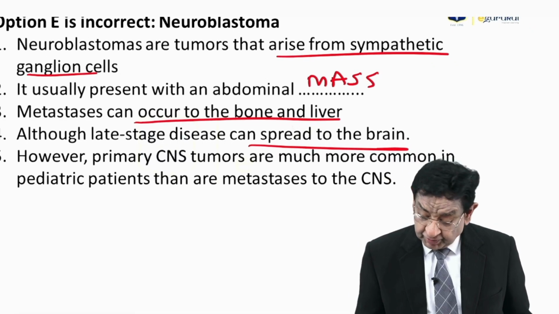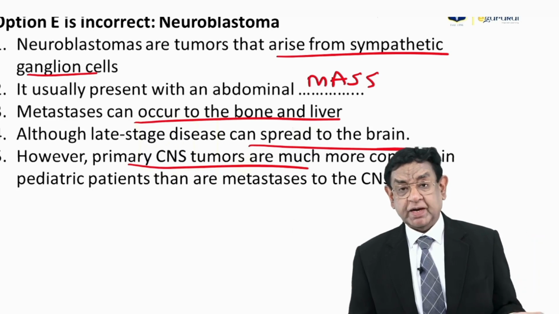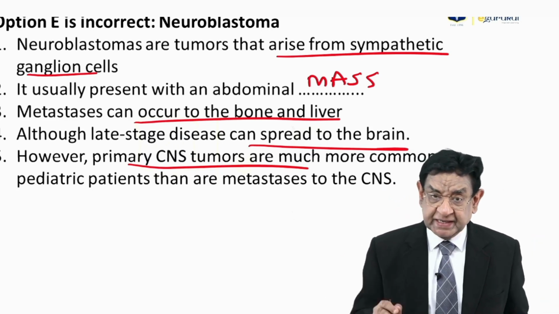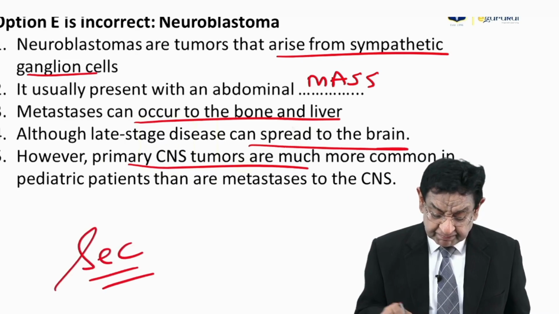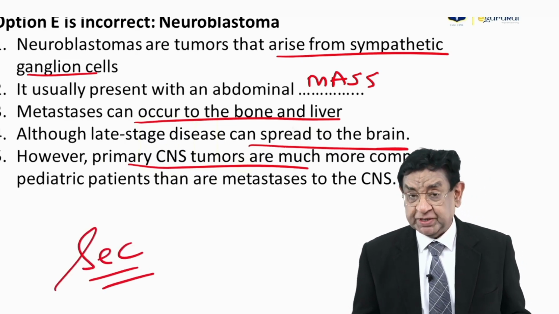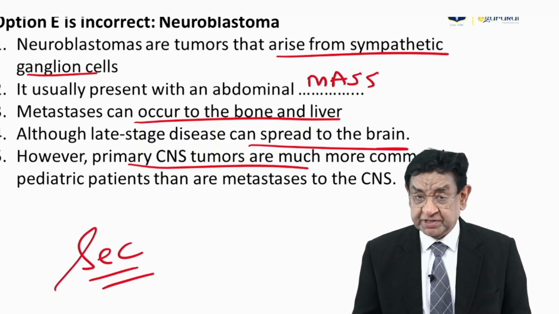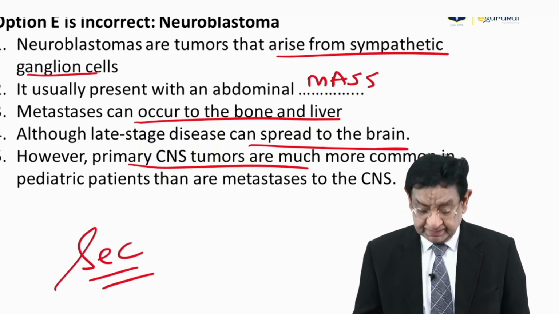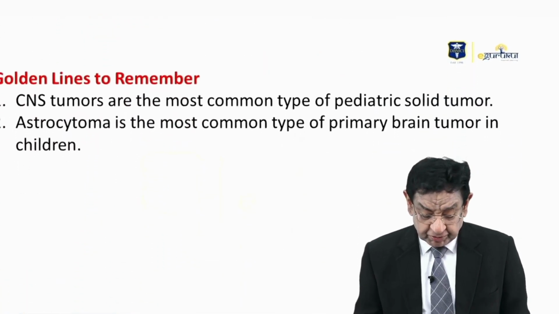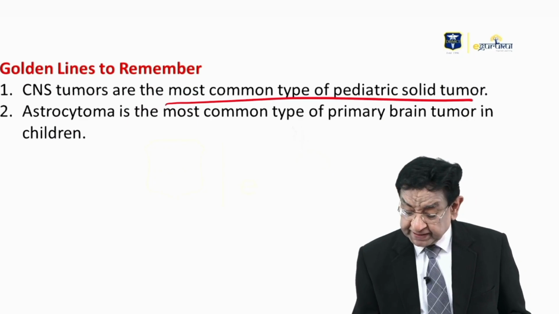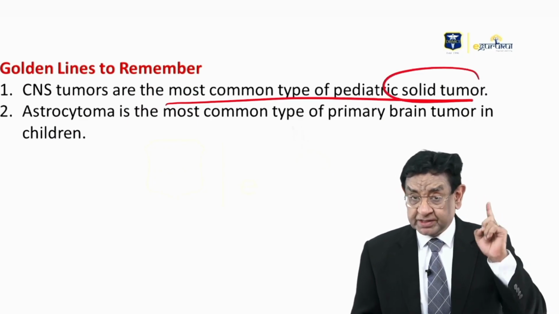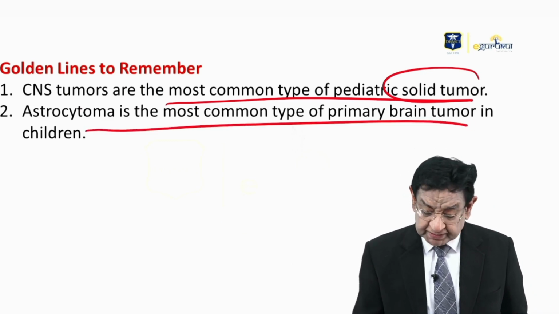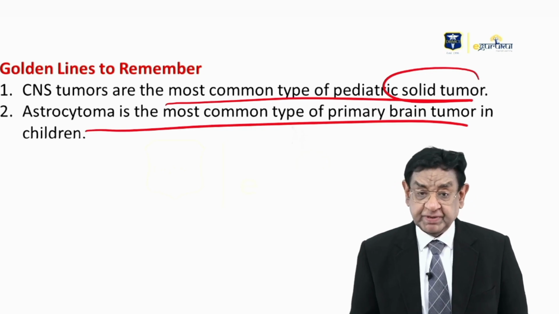Okay. Well, but as I told you, primary brain tumors are much more common as compared to secondary in children. Just to inform you, in adults, secondary brain tumors are much more common as compared to primary. This point should be very, very clear in your mind. Children, primary more common; adults, secondary more common in brain tumor. So, golden line to remember, CNS tumors are the most common type of pediatric solid tumor. If they ask cancer, then leukemia. Solid tumor is brain cancer, and astrocytoma is the most common type of primary brain tumor in children.